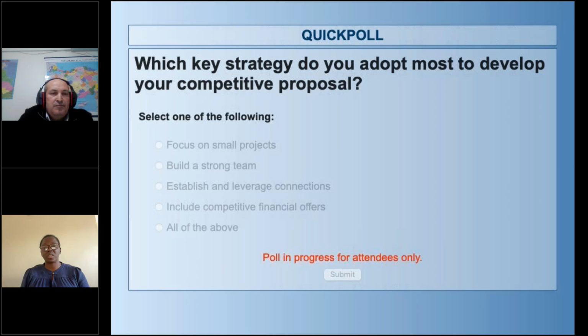And the question is more or less, which key strategy would you adopt, or do you normally adopt most when you're developing a competitive proposal? So we have provided a couple of options there for you. It would just be great to know from your end which of these strategies you normally adopt as an institution or as a firm. Thank you.